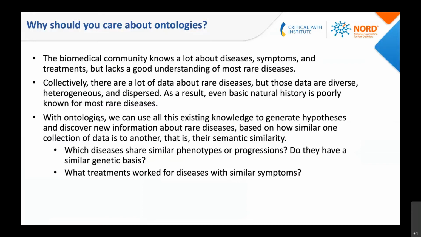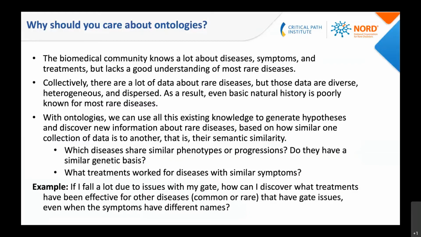To put this into context, I'll give a very specific example. Imagine that I have a rare disease that causes me to fall a lot due to issues with my gait. However, unfortunately, there are no known treatments for my particular disease because it's very rare. So how can I discover what treatments have been effective for other diseases, be they rare diseases or even common diseases that have gait issues, even if those diseases have been classified using different names for the symptoms, different vocabularies, and different data types? Ontologies allow us to address questions like this.